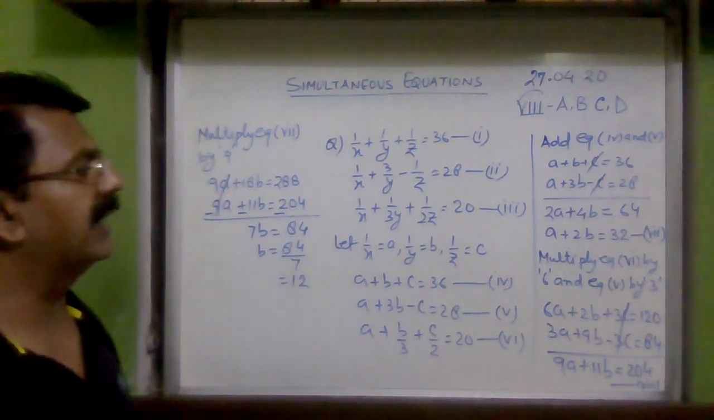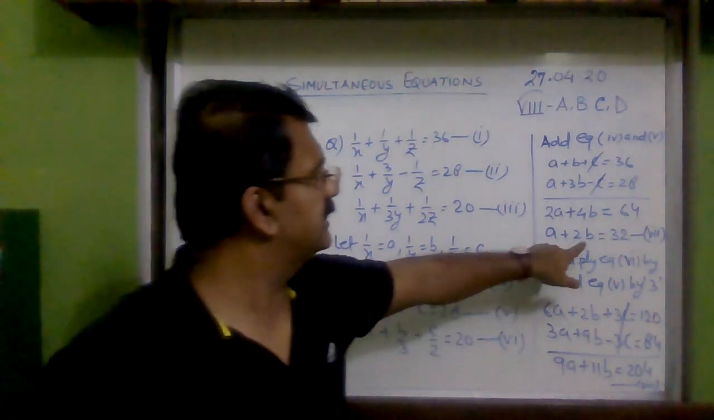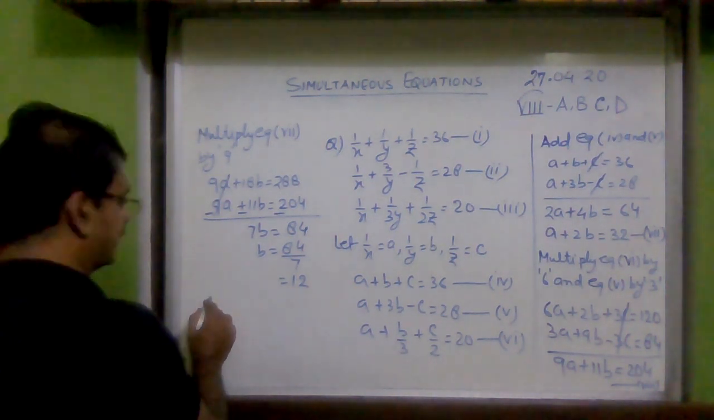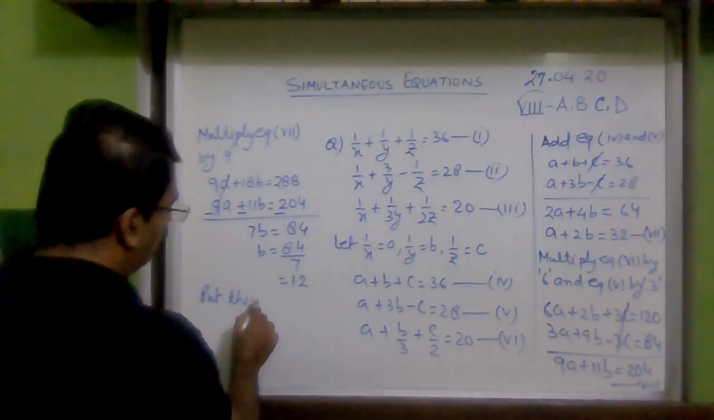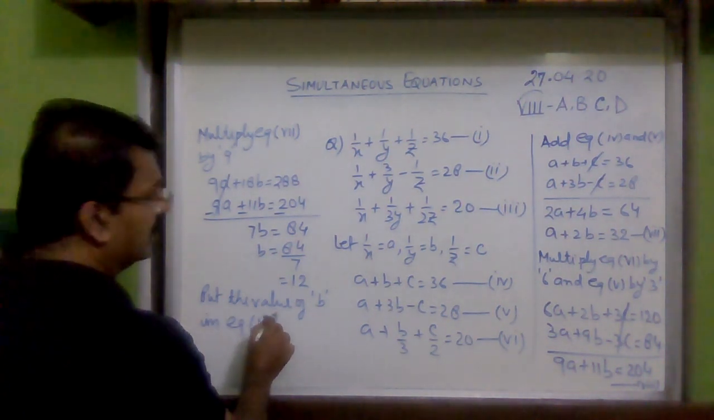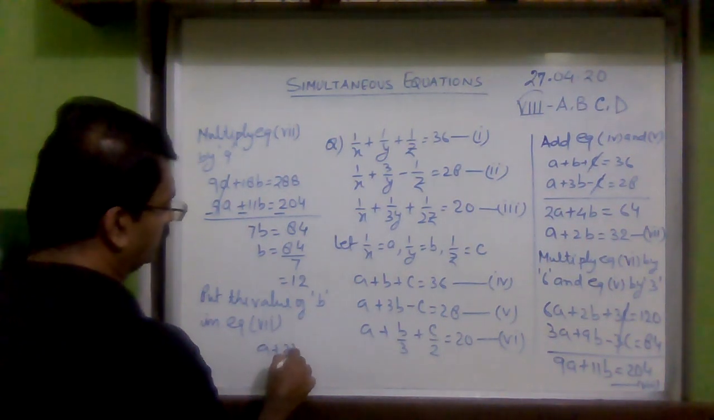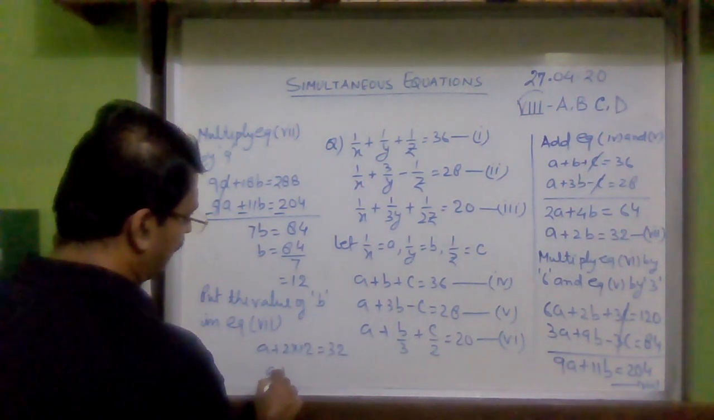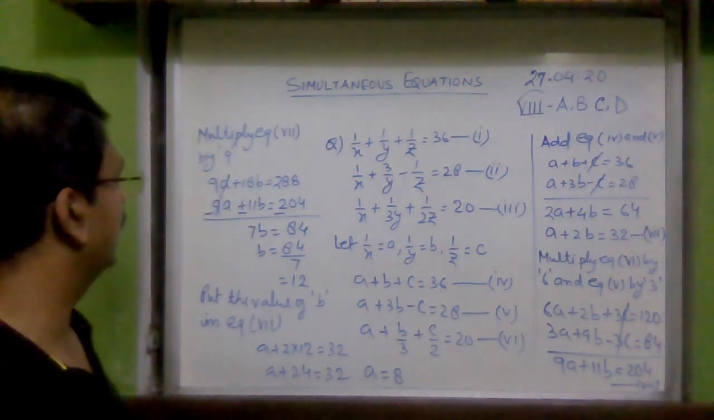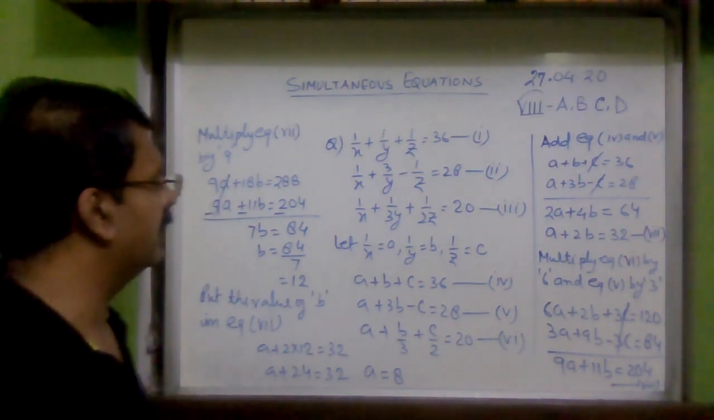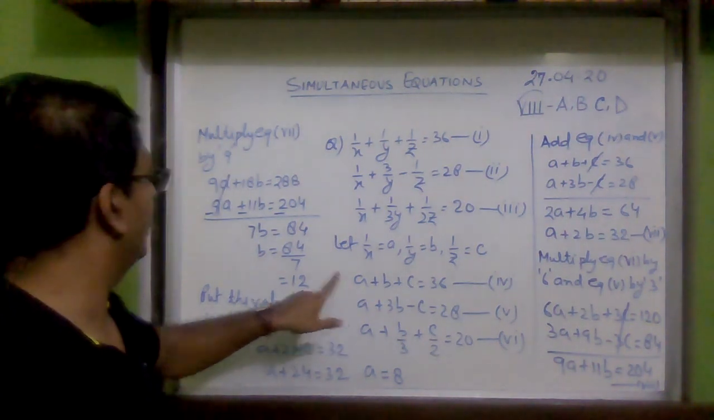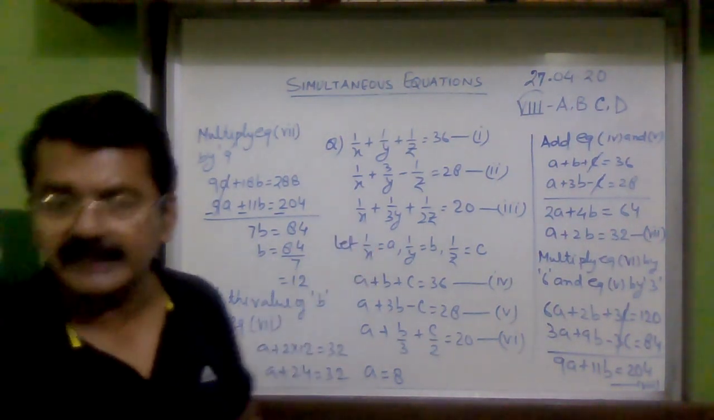So we have found that the value of b is 12. Now if we put b is equal to 12 in equation number 7, we can easily get the value of a. Put the value of b in equation 7, that is a plus 2 into 12 is equal to 32, a plus 24 is equal to 32, so a is equal to 8. So we have found a is equal to 8 and b is equal to 12. But now we have to find the value of c. So put these values of a and b in equation number 4. You can easily get c.